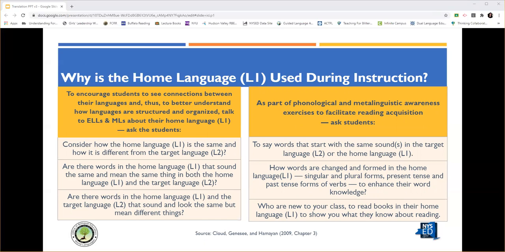In addition, as part of phonological and metalinguistic awareness exercises, it's to facilitate reading acquisition. You can ask the students to say words that start with the same sounds in the target language or in the home language. How are words changed and formed in the L1? Singular and plurals, how are those formed? Present and past tense of verbs, how are those formed? Having them really critique and be analysts of language in order to enhance their word knowledge. You can ask them who are new to your class, who can you read a book to in your home language? Who can you show what you've learned about reading?